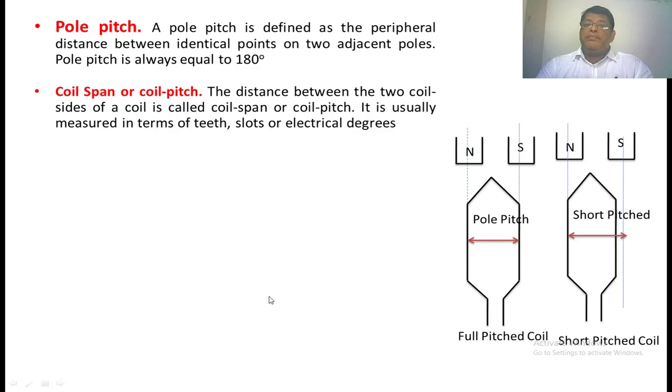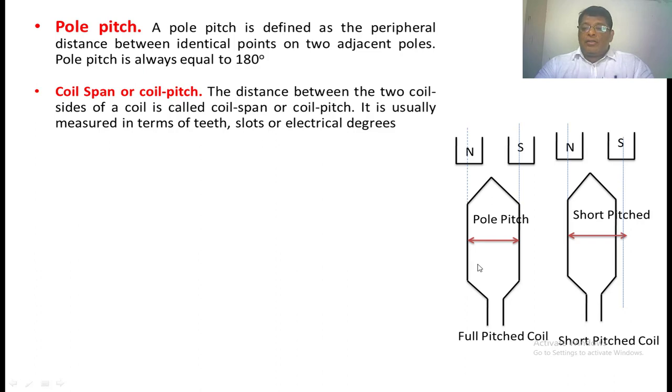How are we going to keep these coils in an armature winding? There are two types: one is the full pitched coil, another is the short pitched coil. When the coil span is equal to the pole pitch, it is a full pitched coil. Physically, if one coil side is kept exactly at the center of the north pole, the other coil side is kept exactly at the center of the south pole. In this case the same amount of voltage is induced in the two conductors. The resultant voltage across the coil becomes 2 times the one coil side voltage.